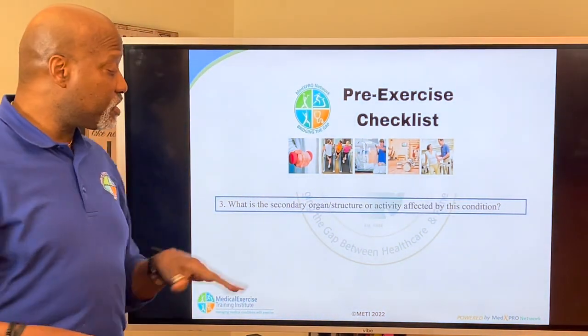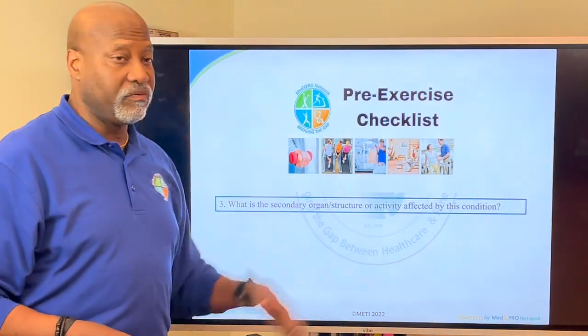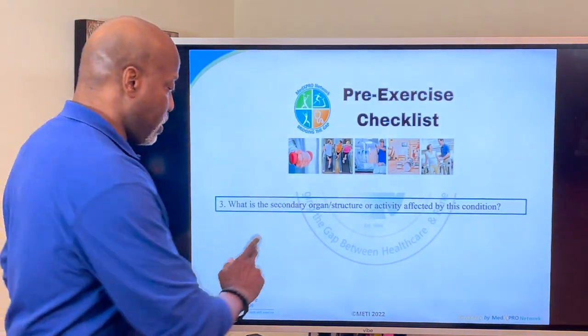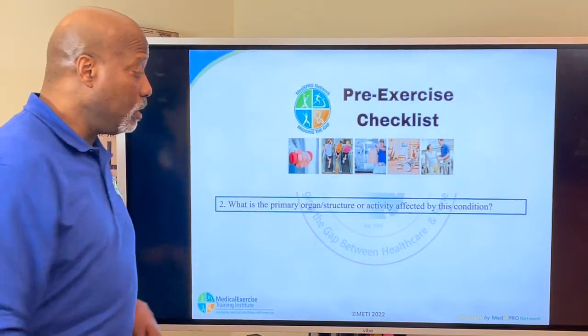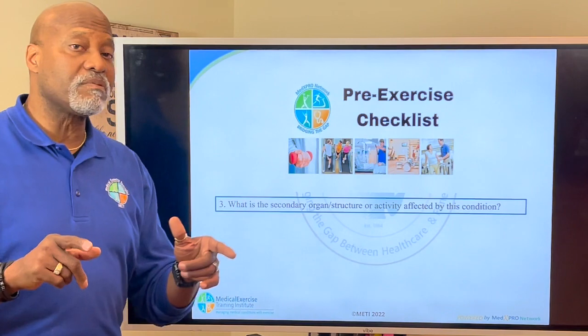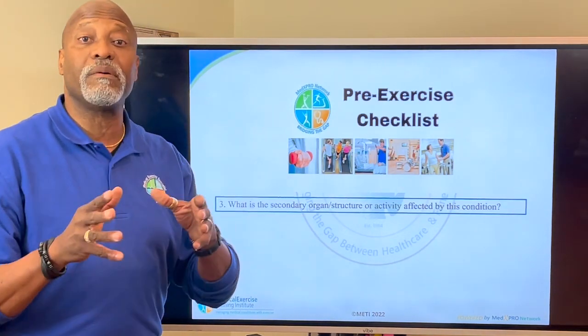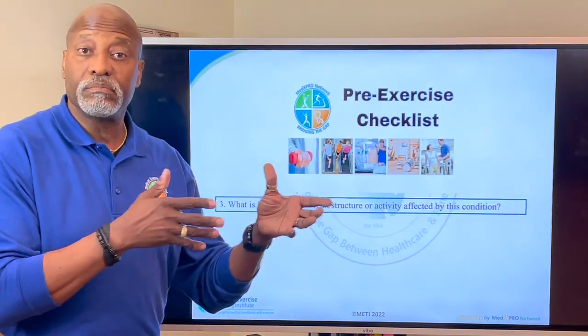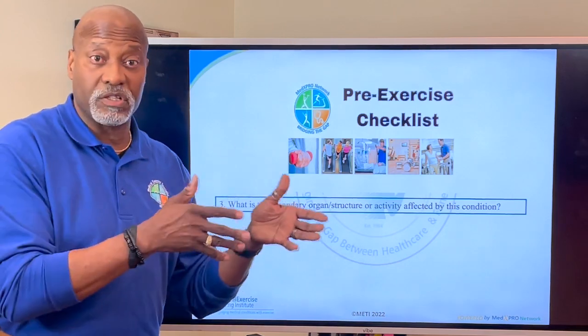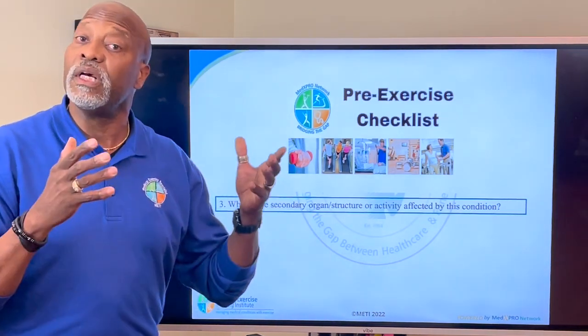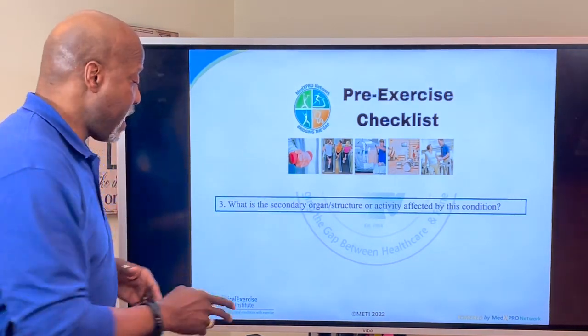Number 3, what is the secondary organ, structure, or activity affected by the condition? Now notice we talked about the primary here. What's the secondary? And I think this becomes important because sometimes we forget there's more than one structure that's affected. There's a secondary structure that's affected. We need to make sure we understand that.